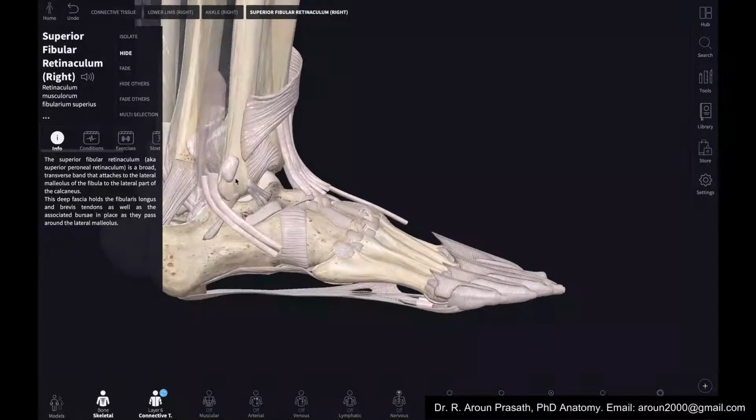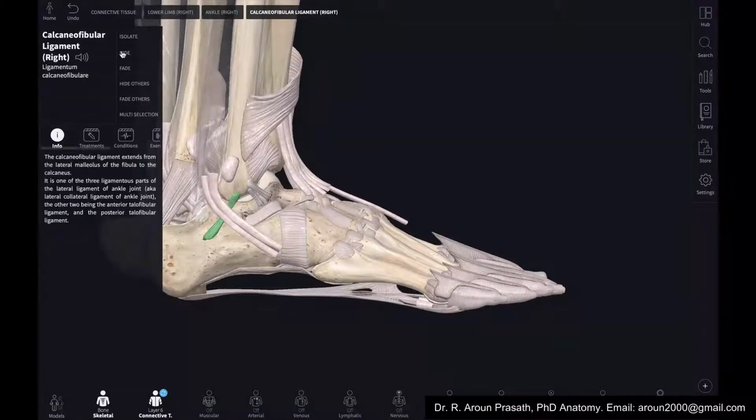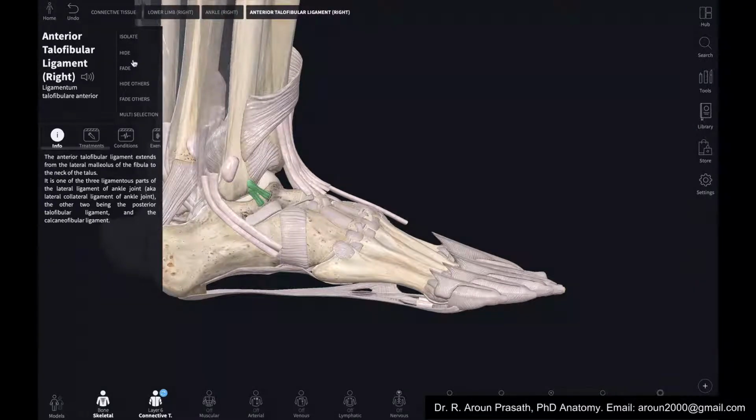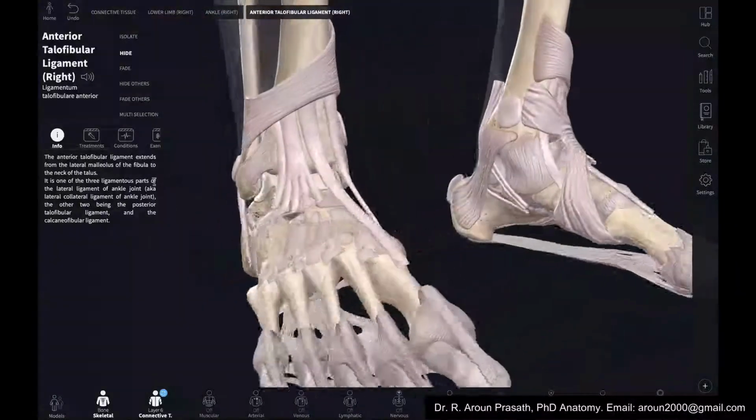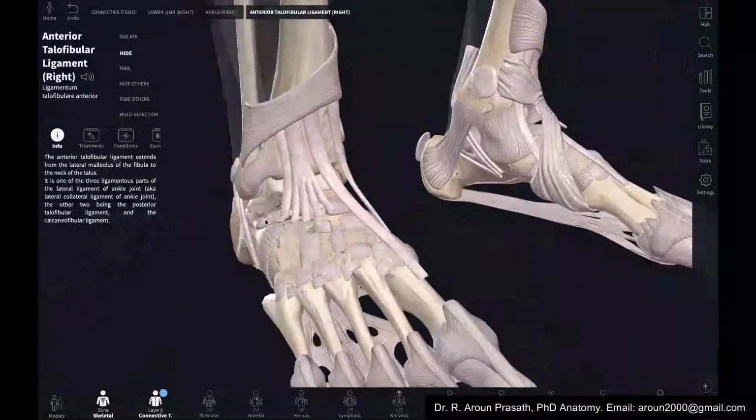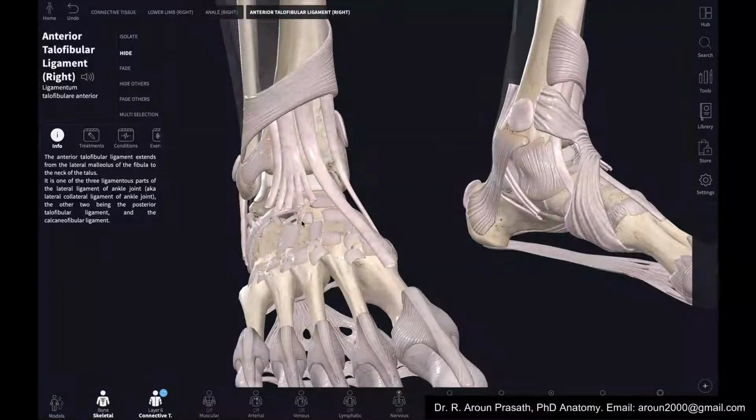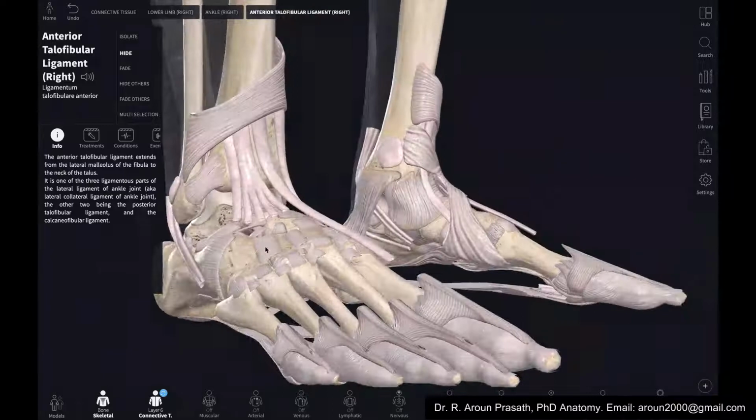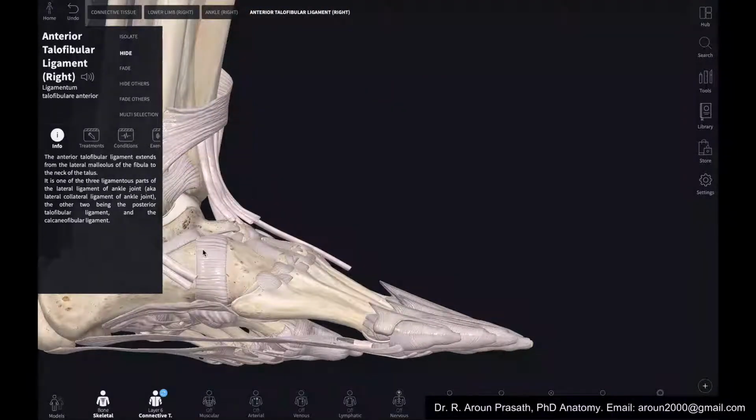fibular retinaculum, and deep to that you have the calcaneofibular ligament and also the anterior talofibular ligament. Okay, so these two are the collateral ligaments. That's very important because this ligament is prone to sports injuries. During a sports injury, if the leg goes into inversion or eversion, this ligament is prone to strain.